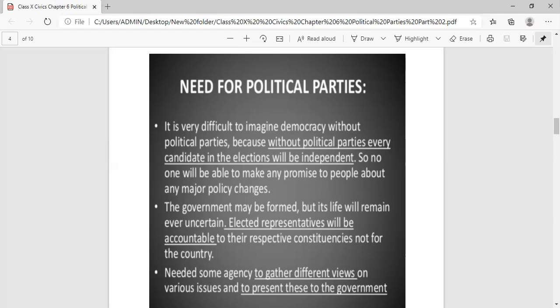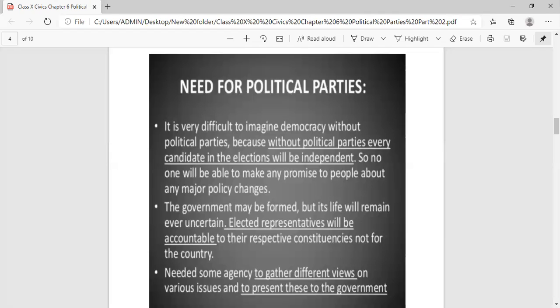So, to support the government, if they want to make policies or bring any kind of change, you must have a kind of representation, and that representation is brought about by the political party. So from this, it is clear that we need a political party, especially in a democratic form of government. Political party is very important.